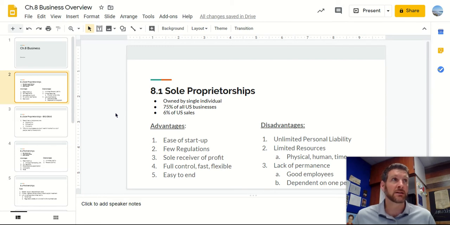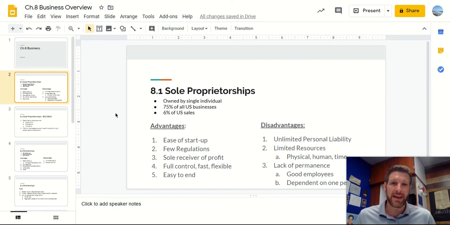A big important disadvantage that a lot of people don't realize is the idea of unlimited personal liability. That is, if your business incurs debts or, say, a lawsuit because somebody was harmed or you are perceived to have done some wrong, then they can come after not only your business resources, but all of your personal income.